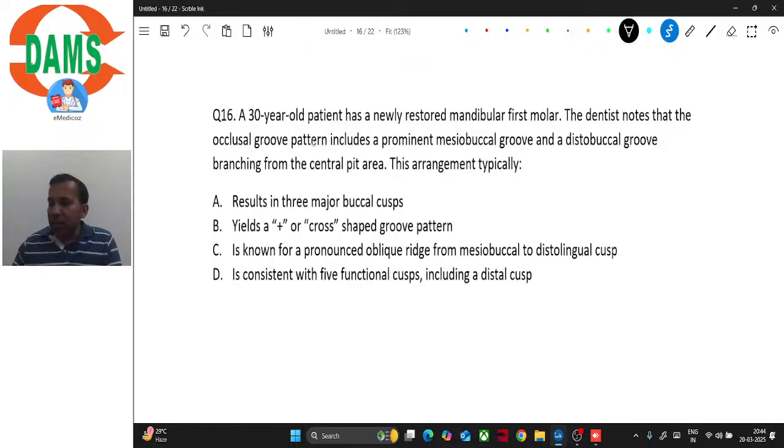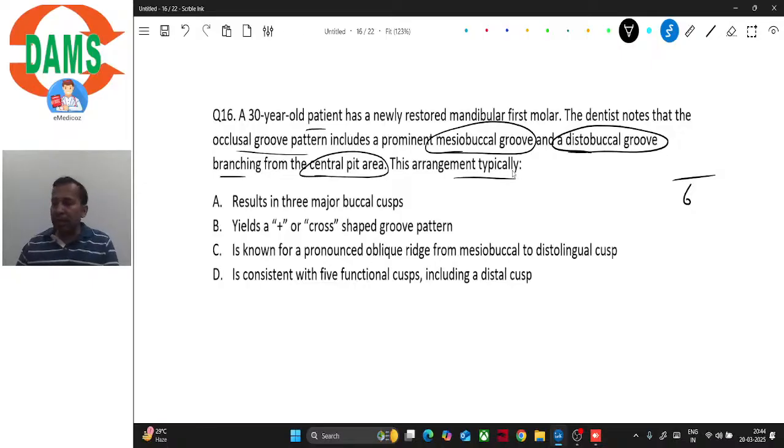So next question, a 30-year-old patient has a newly restored mandibular first molar. So mandibular first molar is newly restored. The dentist notes that the occlusal groove pattern includes a prominent mesiobuccal groove and a distobuccal groove branching from the central pit area. This arrangement typically, so we have to complete this statement, right? It results in three major buccal cusps. So if we have a mesiobuccal groove and a distobuccal groove, then obviously it is a three cusp arrangement. So yes, option A appears to be correct.